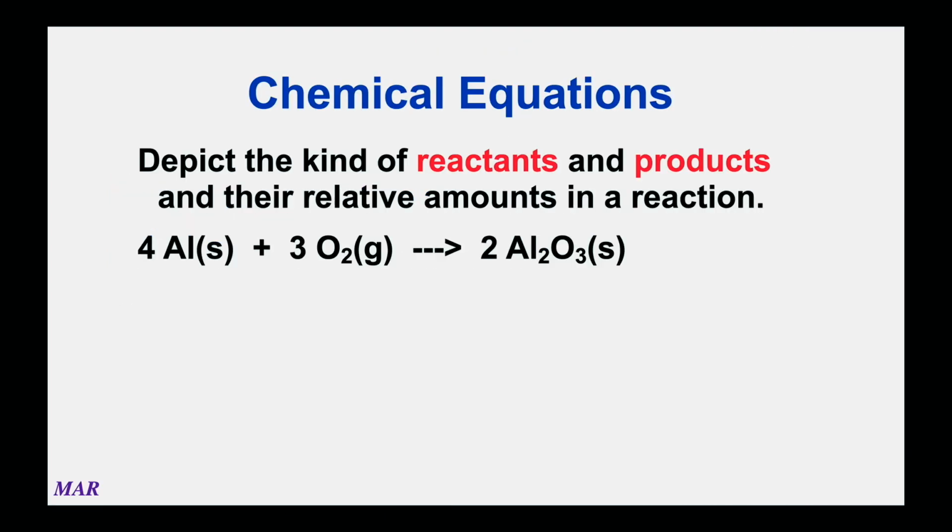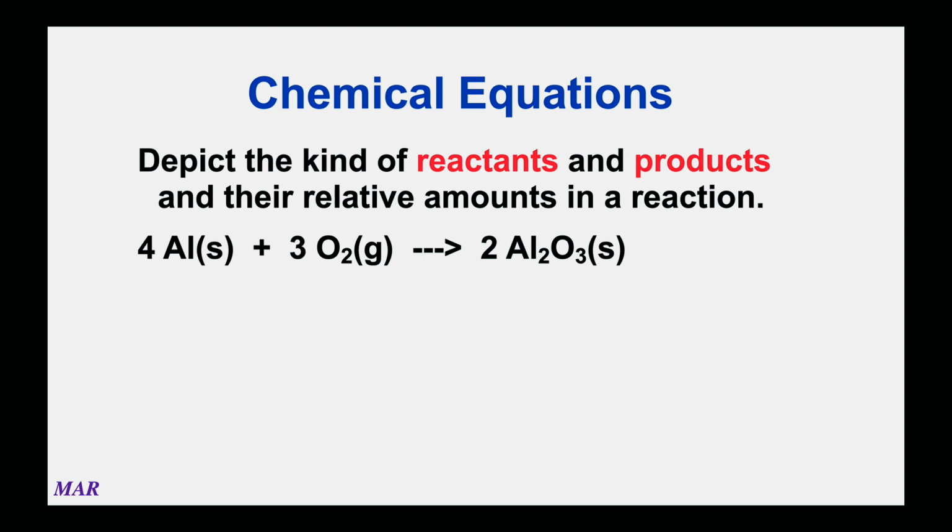So let's talk about a chemical equation, all right? This is an example of a chemical equation here. This is aluminum reacting with oxygen to make aluminum oxide. Now, because aluminum and oxygen are by themselves and they're neutral, they don't have a positive or negative charge, I would call those elemental forms. So that's elemental aluminum and elemental oxygen reacting to make aluminum oxide, Al2O3.